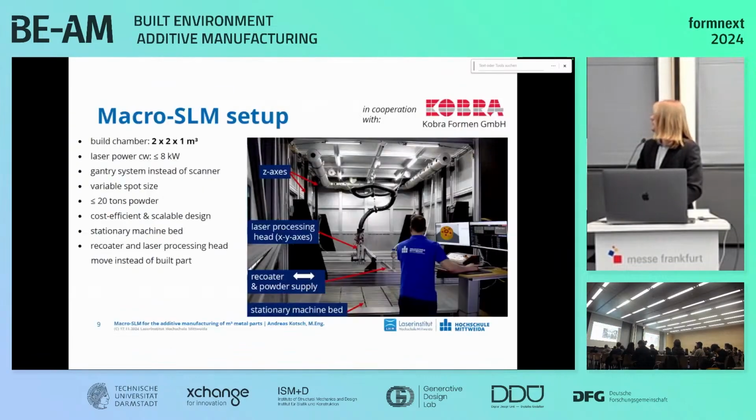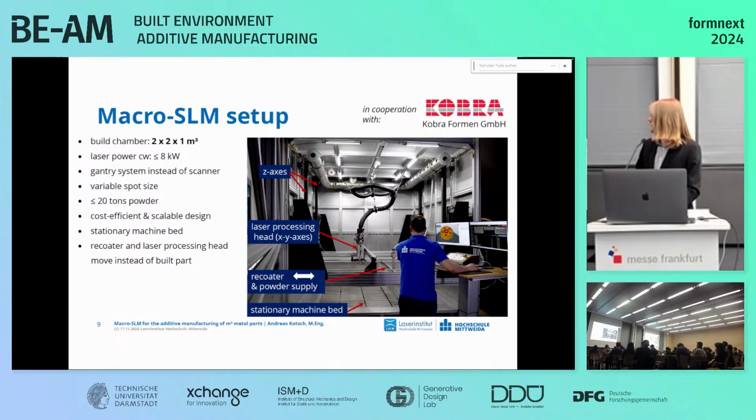Okay, let's go to our setup. Here you can see the prototype setup that we built at our facility. And what's quite impressive is that it's a 2 by 2 by 1 meter build chamber. So that's many scales larger than the usual SLM machines that you can find. We have a laser power of up to 8 kilowatts in continuous wave. And as you can see, we also have the gantry system. If you look at the picture on the right, you can see my colleague for scale. So it's a very big machine.